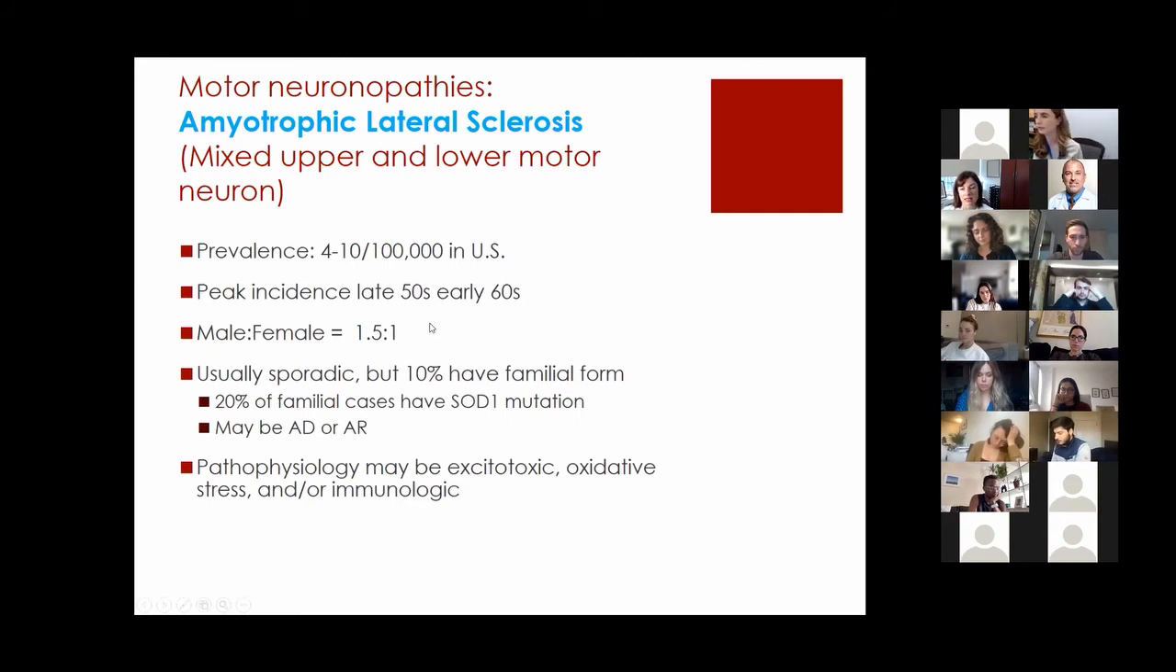The peak incidence tends to be onset in mid to late life. It does seem to have a slight male predominance. Most cases are sporadic, but there are rarer familial forms. But by and large, most cases are really sporadic. We don't know exactly what causes it. There's a ton of research that's ongoing. Many of you may recall the ice bucket challenge that came about a few years ago, where people were trying to raise awareness and money for ALS. But there's thought to be some sort of a mixture maybe of excitotoxicity, oxidative stress, or some immunologic component at play.